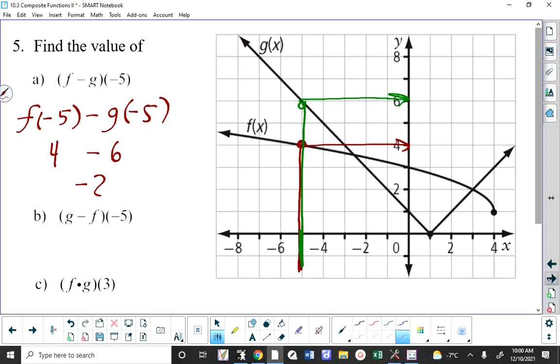I mean, I suppose I could write g of negative 5 minus f of negative 5, and then I could write 6 minus 4, but you're going to get the opposite because you're subtracting the 2 points in opposite orders.